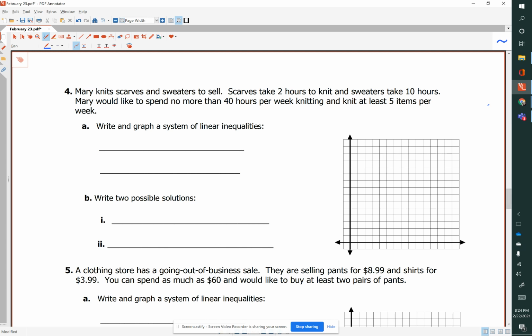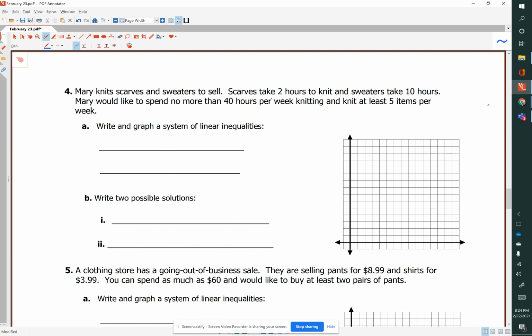So Mary knits scarves and sweaters to sell. So she really needs to understand her numbers. This is business math, folks. I mean, you'll use it in science and in engineering, but I've got to tell you, in business, you need to know how much money you're making. And one of the ways you figure that out is by knowing how long it takes you to make something.